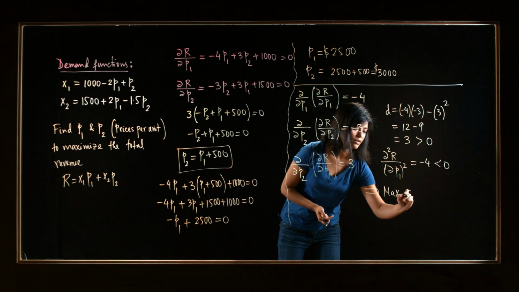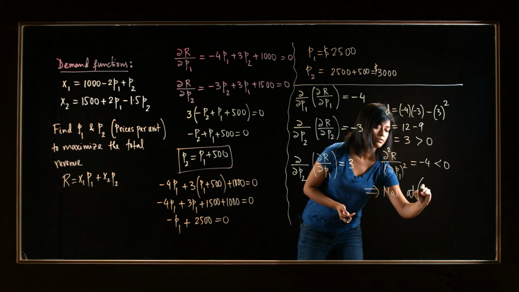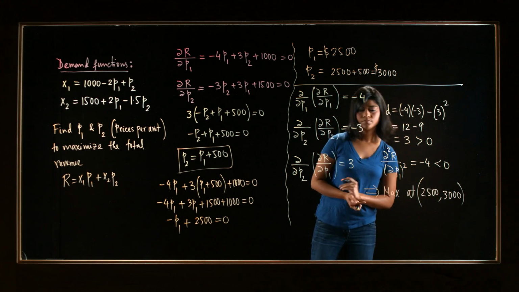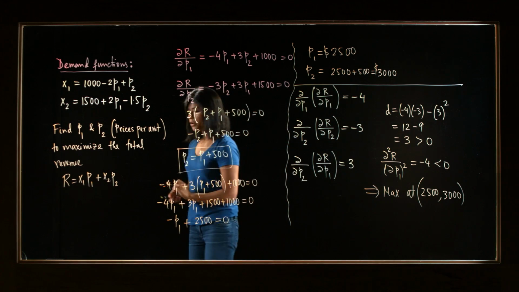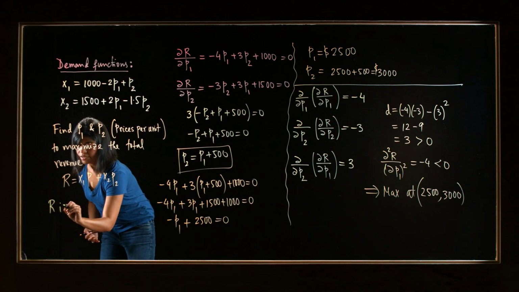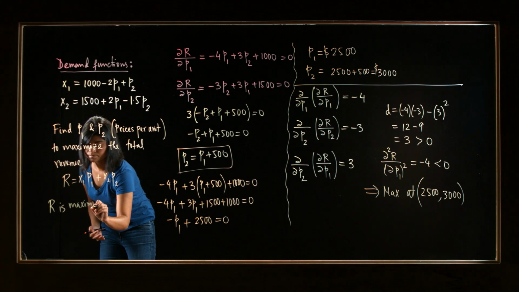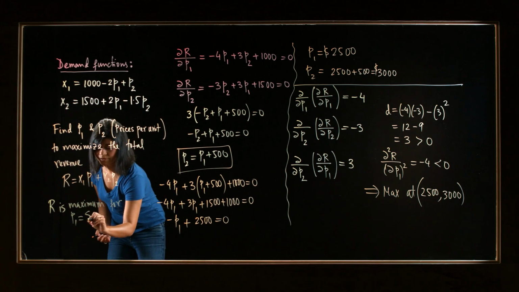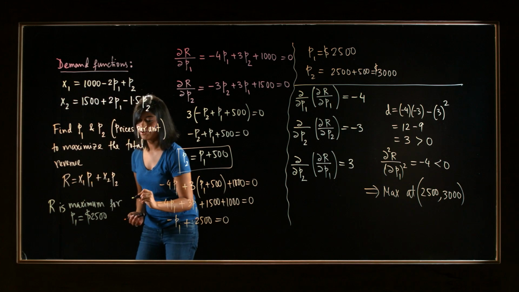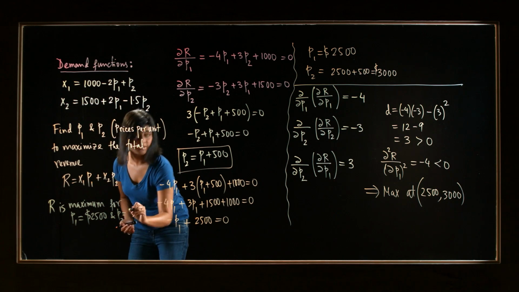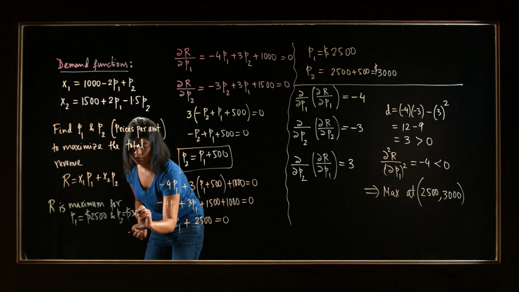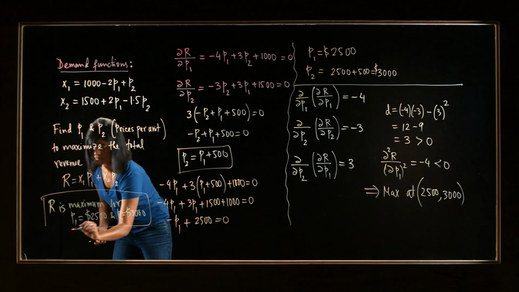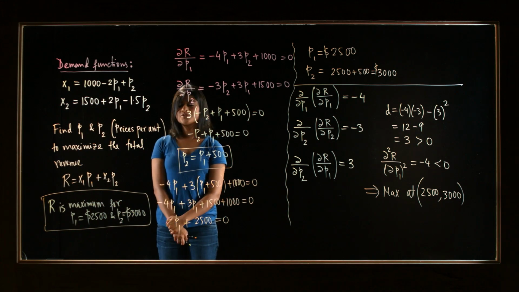So we have a maximum at the point (2500, 3000). And so we can conclude that our revenue, R, is maximum for price p1 equal to $2,500 per unit, and p2 equal to $3,000 per unit. So that concludes this problem. Thank you.